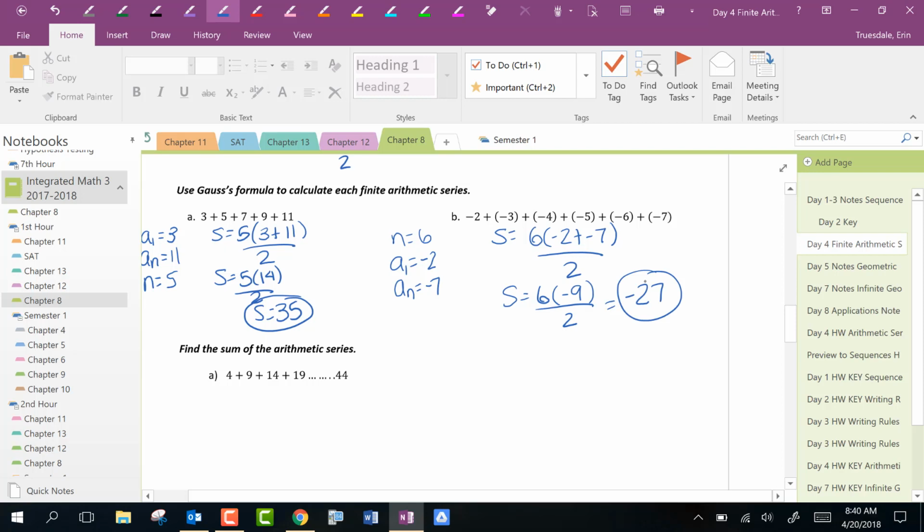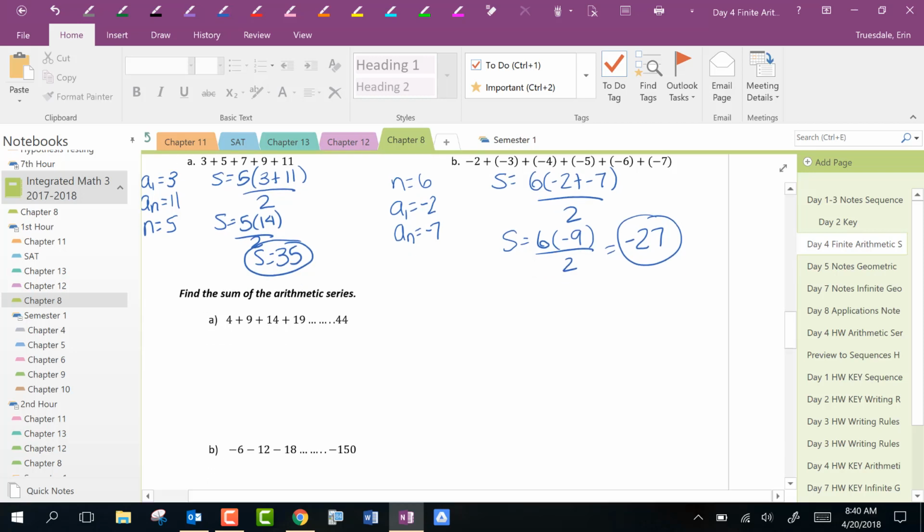Is it okay for your sum to be negative? Yeah, because you're adding a bunch of negative numbers. So it's okay for it to be negative. Questions?